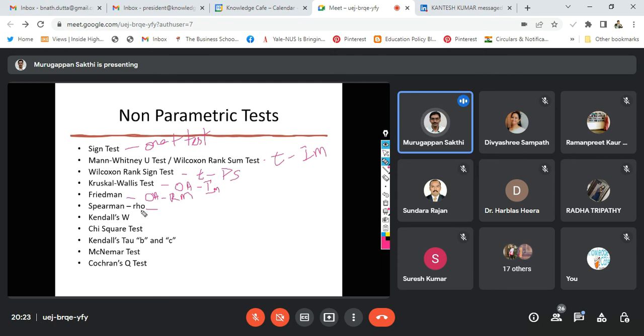Already I stated that it's nominal data. Kendall's W is a distribution test. Kendall's B and C, this talks about the association test. This is a correlation test, a correlation for nominal data. Normally we call it an association test, equivalent to correlation, but normally we are not saying it as a correlation. It is an association test for nominal data, and that too for ordinal data. Association test for ordinal data. McNemar test is for nominal data. Cochran's Q is for nominal data with more than two levels.